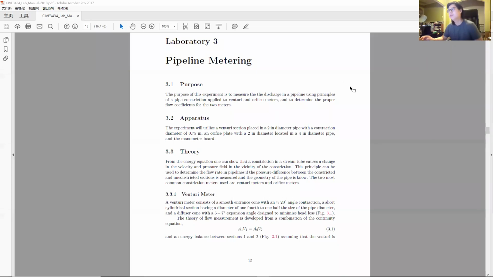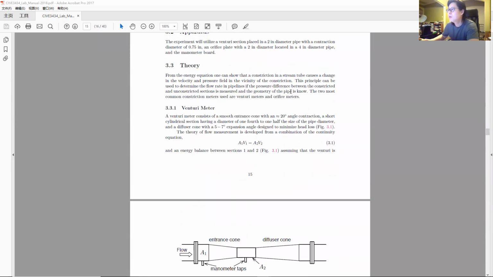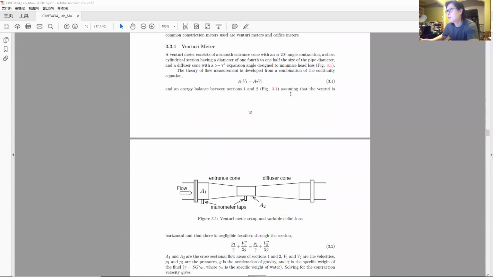Let me briefly introduce the equation for lab 3 pipe metering. Let's start from the Venturi meter. As you remember, we have two taps connected with vinyl tubes to measure the pressure difference, right? So the continuity equation and the energy equation can be established for these two cross sections.